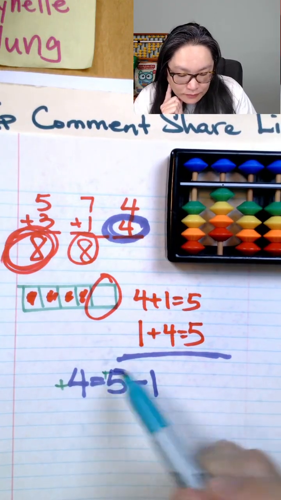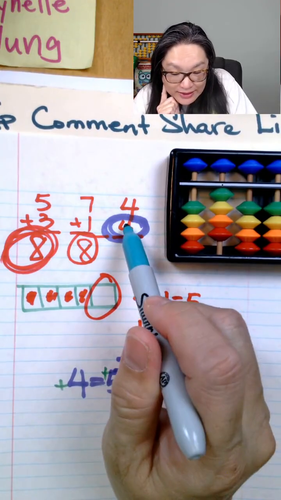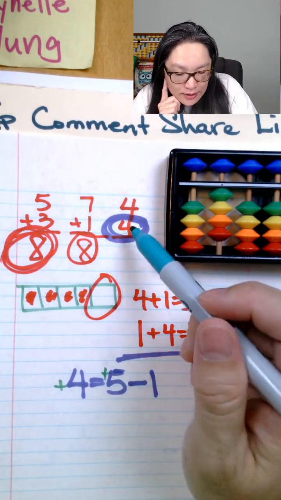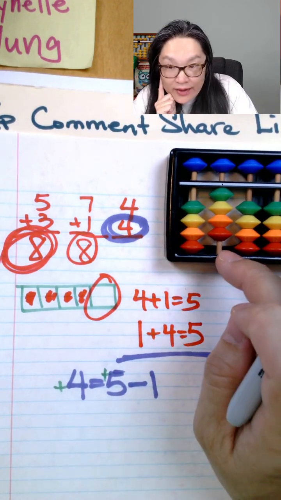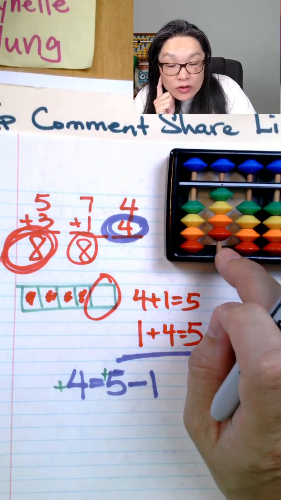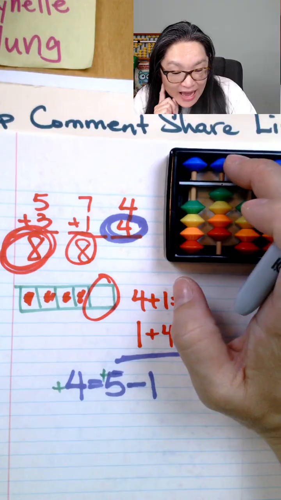Okay, so we're back to here. I'm back to here. Why? Because now this is the next step. When we want to add this 4, there's not enough beads to add the 4. So what do I do? I can actually add this 5.